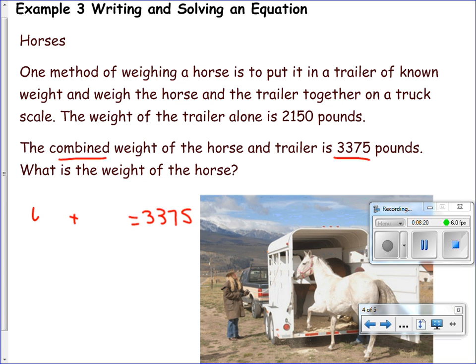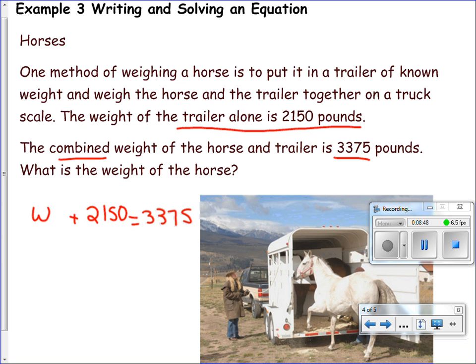So the weight of the horse plus what equals 3,375? What number should go here? 2,150, which is the weight of the trailer. Because the weight of the trailer plus the horse is equal to 3,375 pounds.